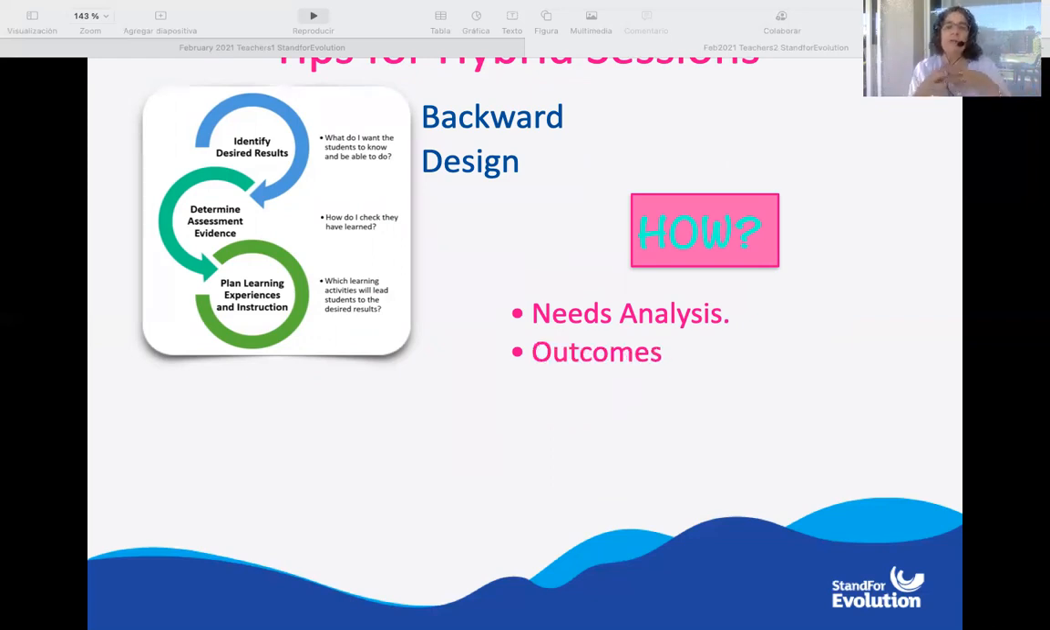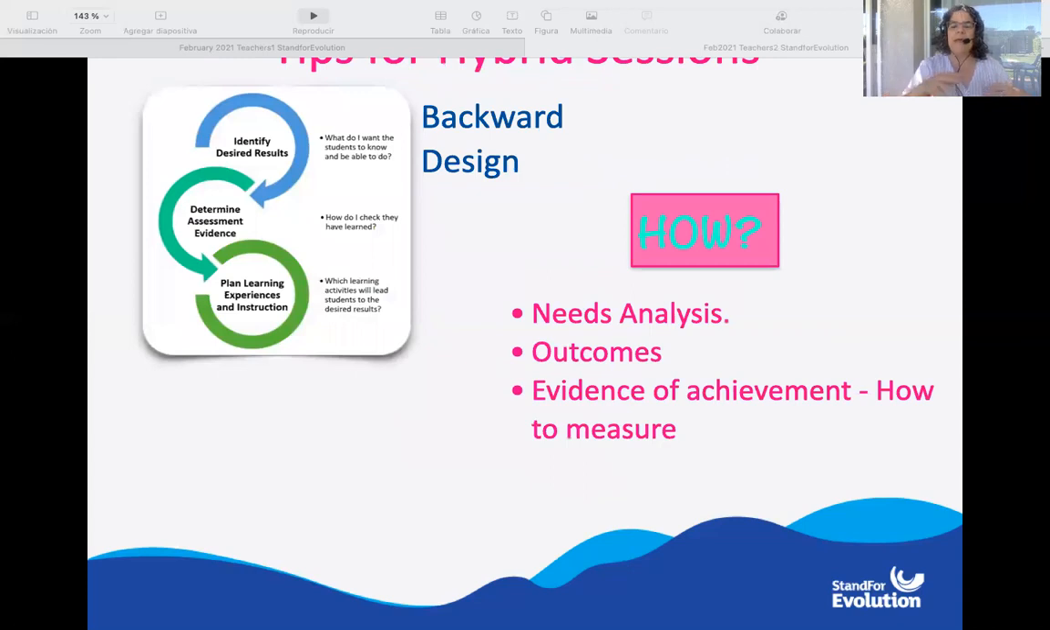Then you have to plan the outcomes. According to the needs my learners have, what I want them to get or reach by the end of the course, the session, the lesson, you name it. And then how will I know my students have reached that goal? How do I know that my learners will have accomplished what I have thought?